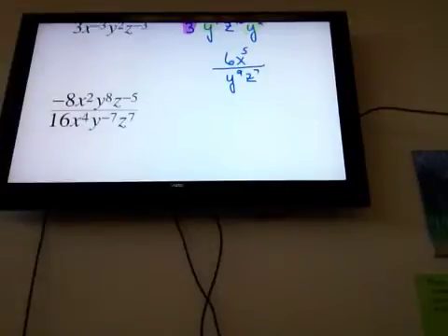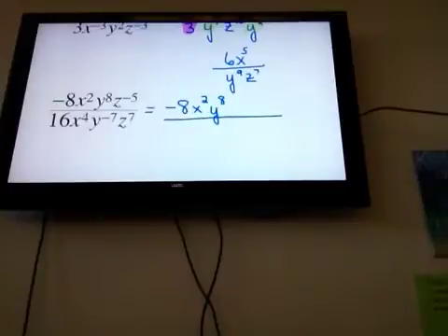All right, a similar question, not exactly alike, especially with my coefficients. So let's move stuff first. X squared stays there. Y to the 8th stays there. Z to the negative 5th moves down. 16 stays. X to the 4th stays, Y to the negative 7th goes up, Z to the 7th stays.